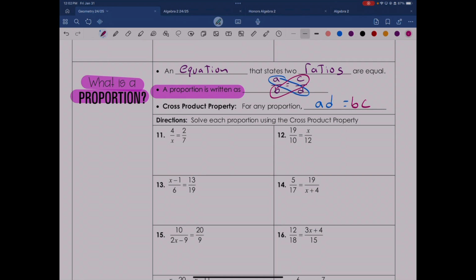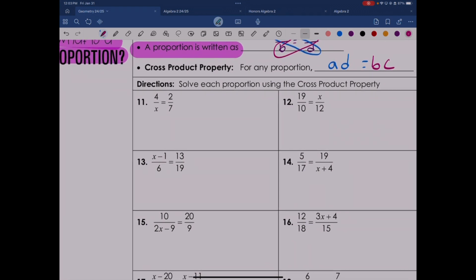And there are other ways to do proportions. You might have done them a little bit of a different way. But cross products is a great way to do them. It's probably the easiest way to do them. Now, it doesn't matter which one you put first. If you put the means first or the extremes, my tendency, and we'll show you what my tendency is, we look at question number 11. Question number 11 is 4 over x equals 2 over 7.